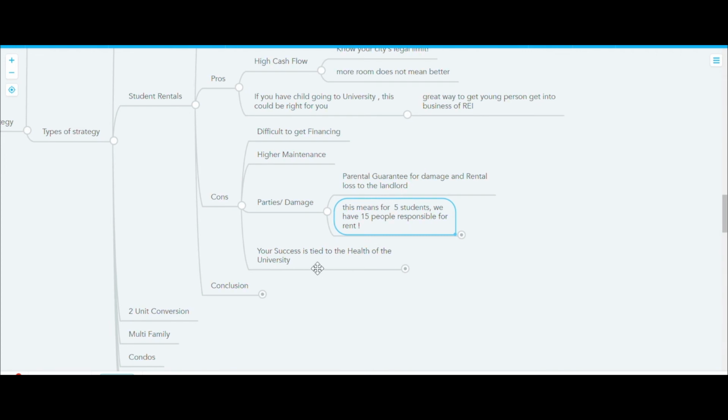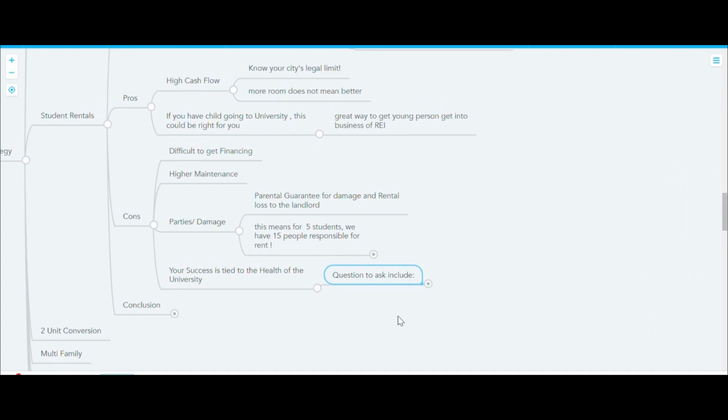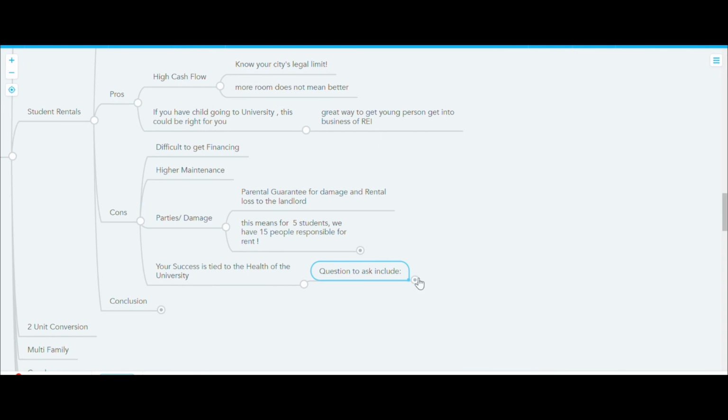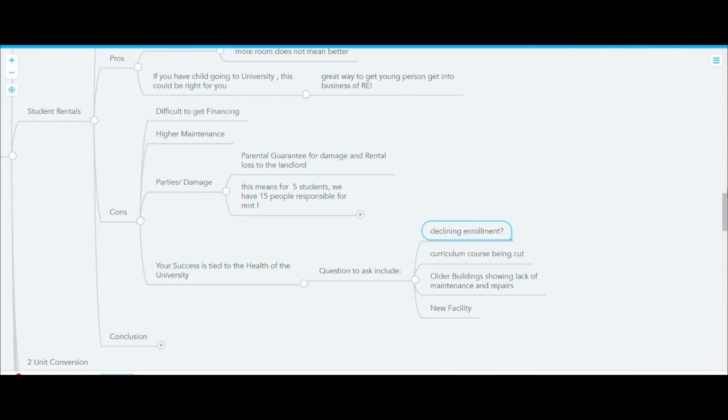And another con is that you really have to do your due diligence, because your success is solely tied to the health of the university, right? So there are questions to ask before you decide to invest in the university. One of the questions would be, how is the enrollment going? Is it declining or is it increasing? Are they adding more programs, more curriculums, or are they being cut, right?